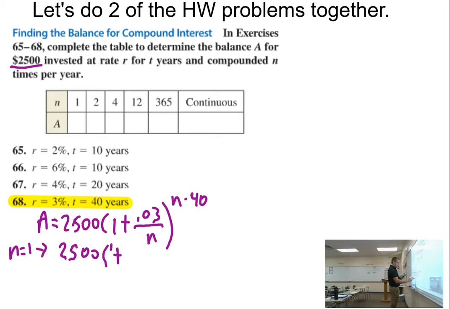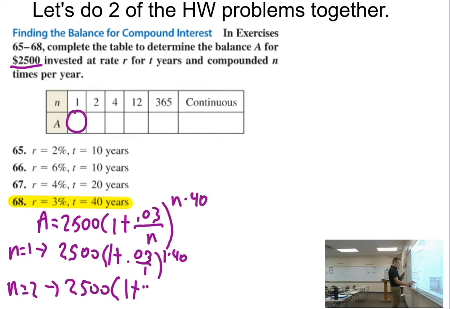1 plus 0.03 over 1, to the 1 times 40. So that's going to look just like regular exponential growth. You'll get your answer, and you'll put it right here. Then when n equals 2, you're going to do 2,500 times 1 plus 0.03 over 2 to the 2 times 40, and then you plug that answer there. So that's how you would do that.